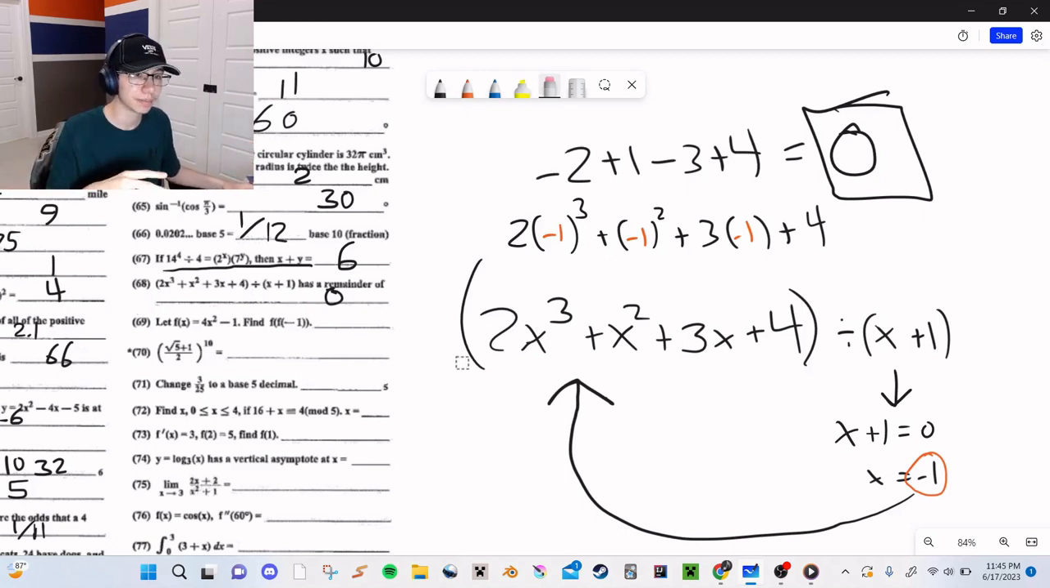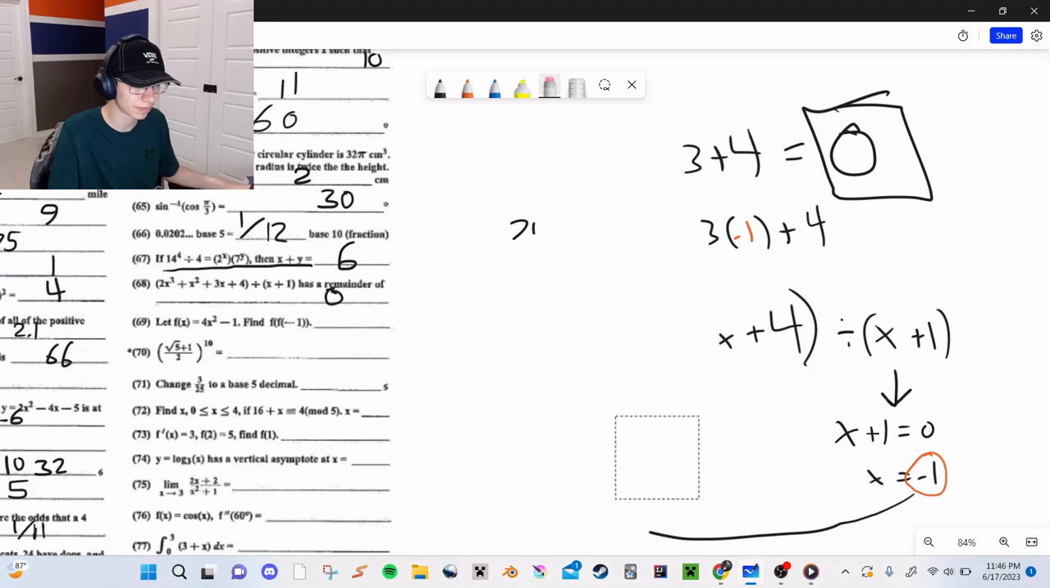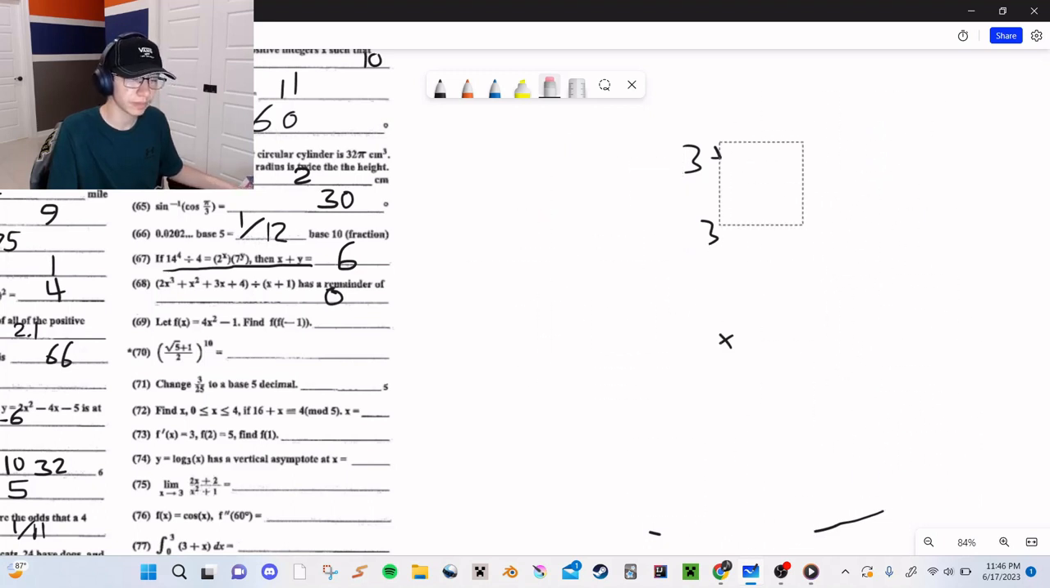Just set that number which you're dividing by, right? Set it equal to 0, solve for x, and substitute it in to the number in which you're dividing. And that will give you your remainder. So let's do a practice question.